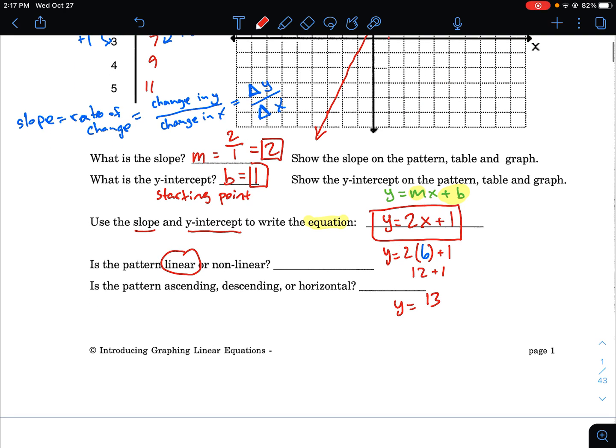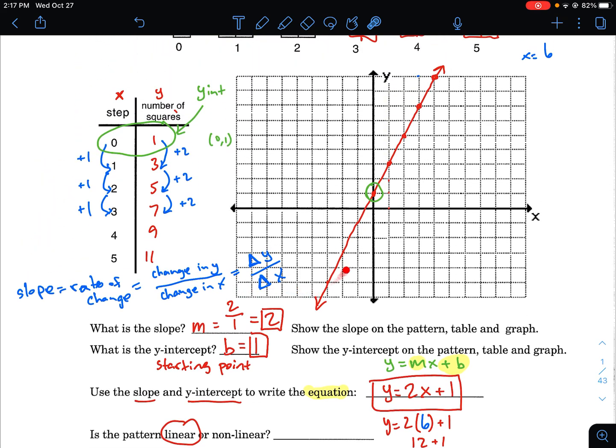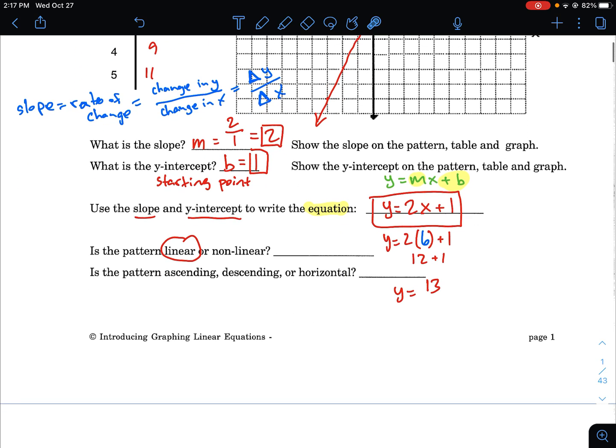All right, and finally, is the pattern ascending, descending, or horizontal? If we read our graph from left to right, would it be going upward or downward or just going straight across? This is going upward. It is ascending.